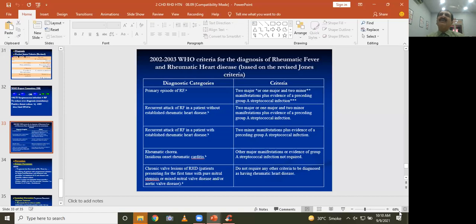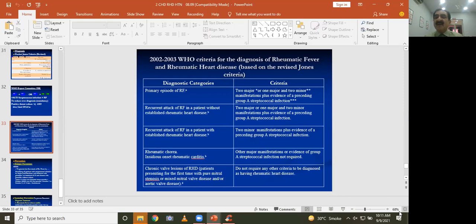Then the fourth category is if the person has rheumatic chorea, and there is evidence of carditis, that is, there may be a cardiac murmur, or you have an echocardiography report which shows involvement of the heart, then you don't need anything. There is no need of other lab tests or other major or minor manifestations. The person simply comes with abnormal body movement, chorea, plus evidence of involvement of the heart, and that is sufficient. You can say he is a case of rheumatic heart disease.